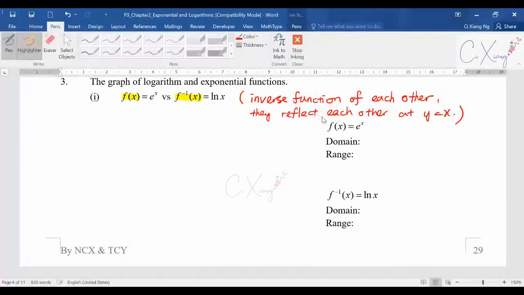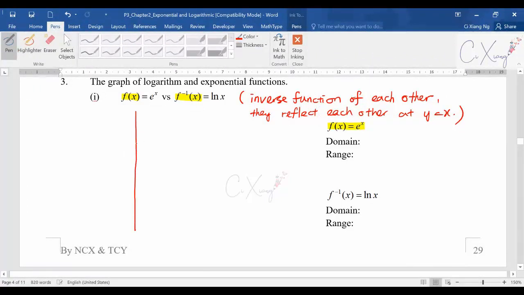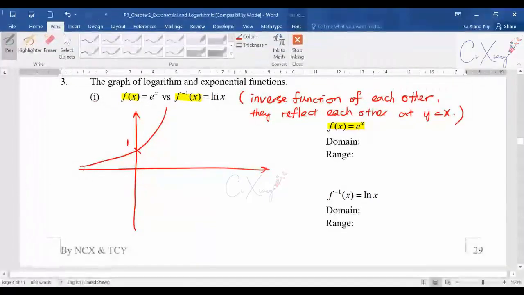If I have the function e power x, you should try to remember this graph. For e power x, the graph will look something like this. This is the value 1. It will always pass through 1. The y-intercept is always 1 here. And for this part, the graph will go very, very close to the x-axis, but it will not touch the x-axis. So this is the function f(x) equals e power x. I think you should remember this one.